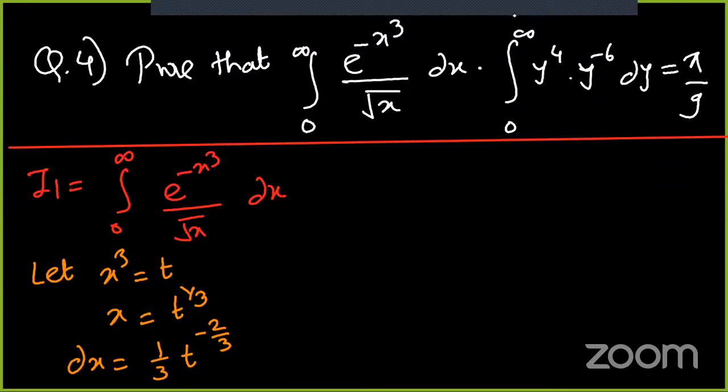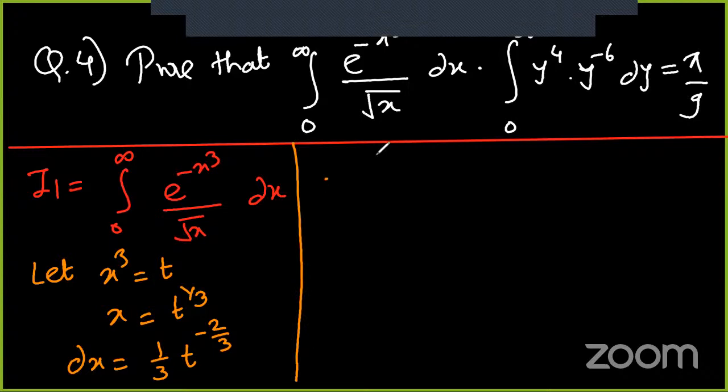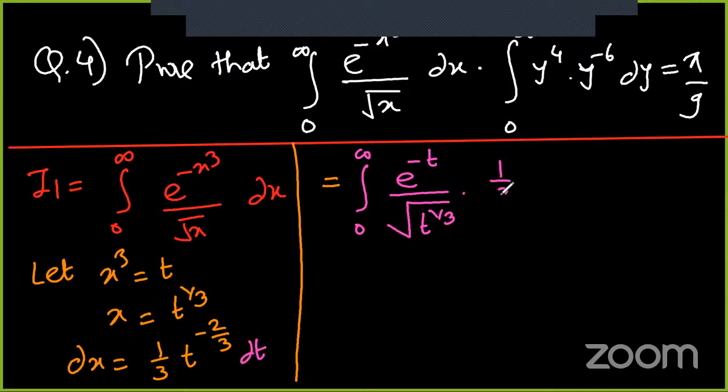Then what we'll do? We'll substitute here. If I change the equation, how will it change? 0 to infinity e raised to minus t. What is the root x? Write the root like this. What is your x? x is t raised to 1 by 3. Okay? And what is the dx? Here dt will come: dx is 1 by 3 t raised to minus 2 by 3 dt.